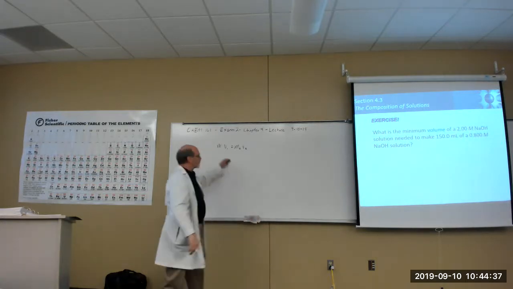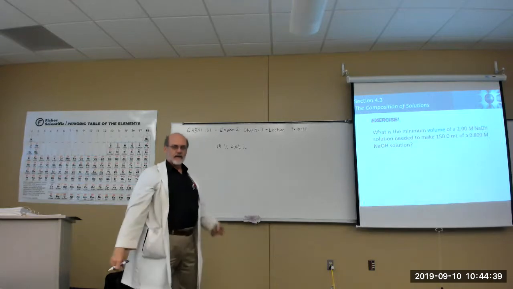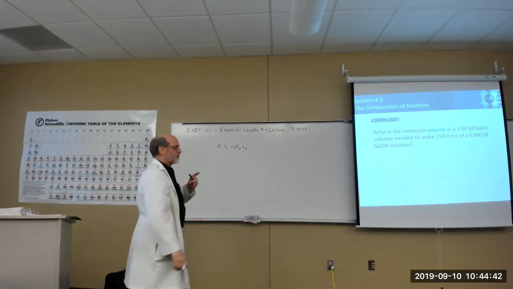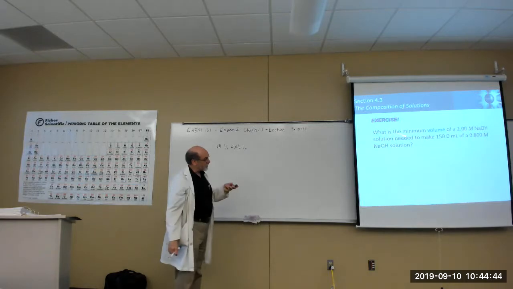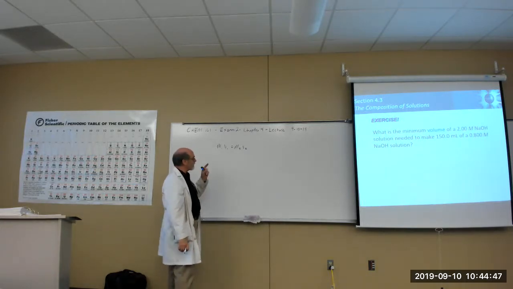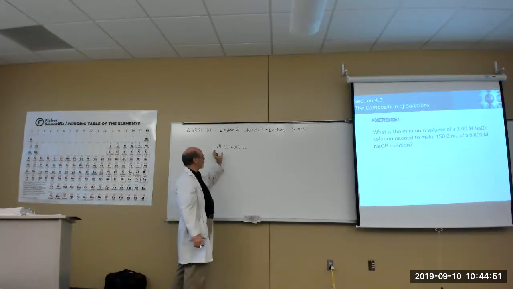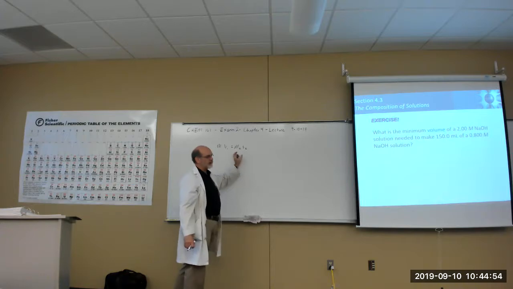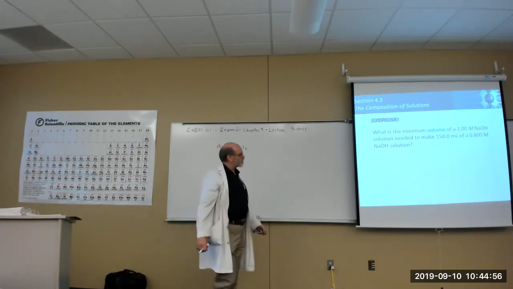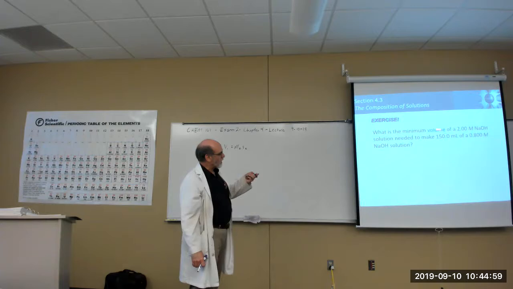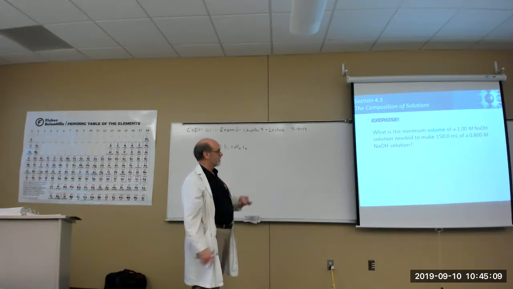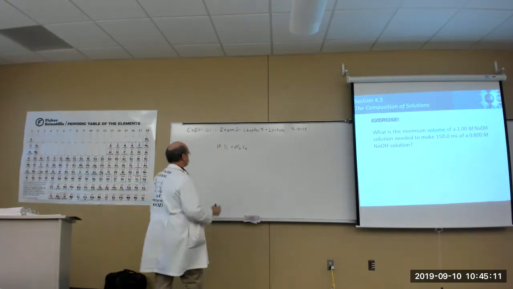Now, that's a very useful formula, but it has one pitfall. When you read a problem like this, you have to know exactly which side those numbers go on. Which ones belong on the M1 side, which ones belong on the M2 side. So you've got to be sure that the molarity in this case matches up with the volume of that molarity. And the molarity here matches up with this volume. So which ones match which?